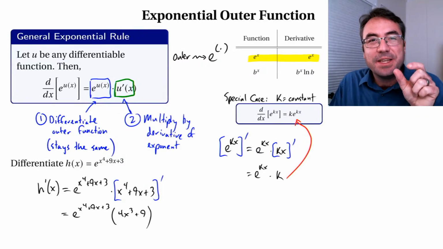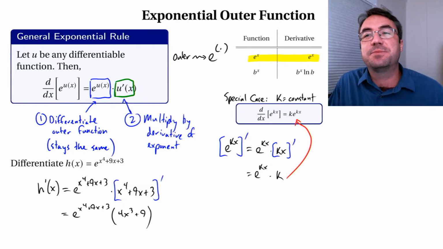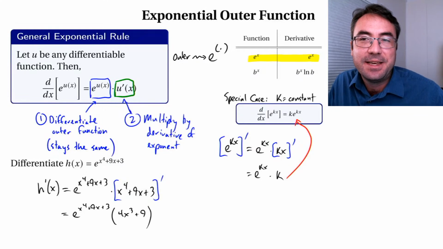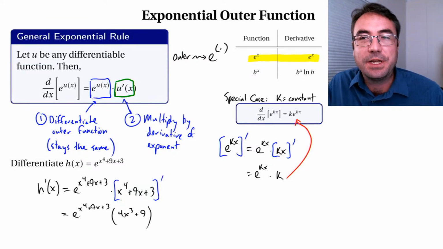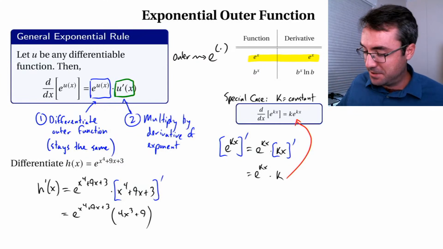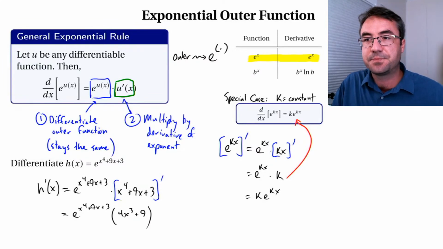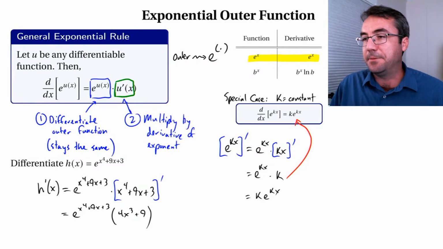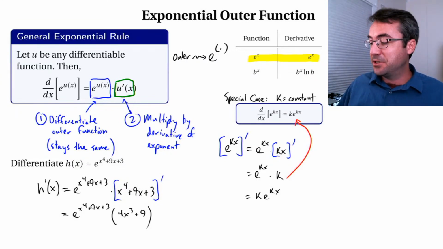And normally it's helpful to move that constant term in front of the exponential, just so you don't forget about it, or so that as you're writing things out, it doesn't magically work its way up into the exponent. So I like to put that constant in front. So write it as k e to the kx. All right, so that's when our outer function is exponential.